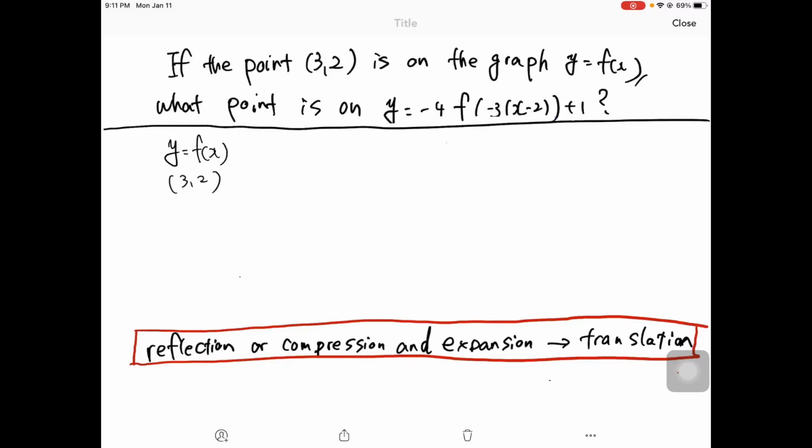For the last video, I summarized all kinds of transformation of graphs. So if you have no idea how to solve this question, please check out my previous video first.